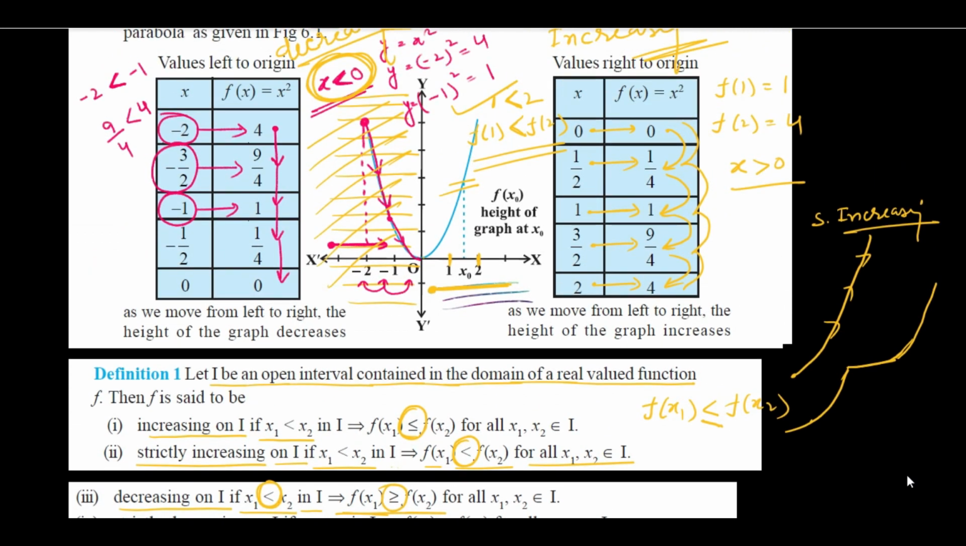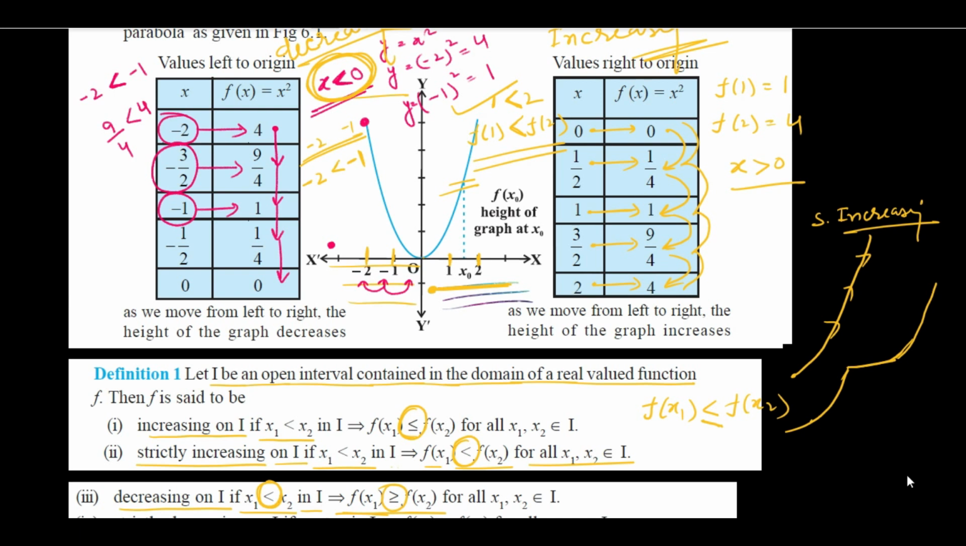Here you can see, consider 2 points in this interval, minus 2 and minus 1. Now minus 2 is less than minus 1.